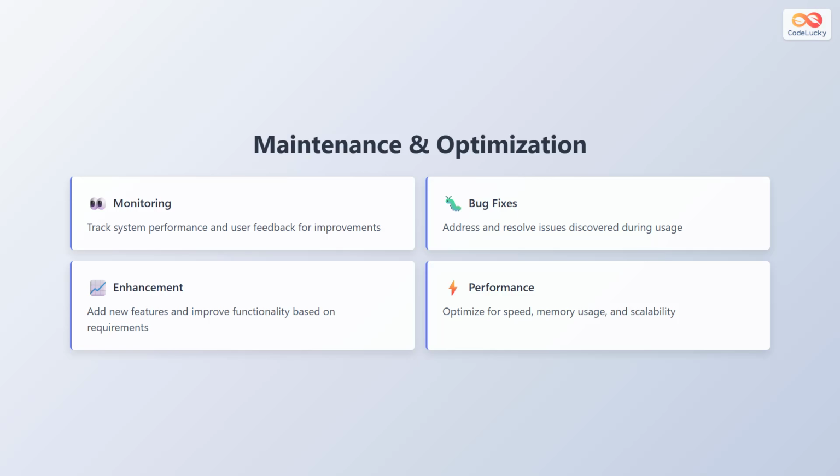Once an algorithm is deployed, it requires ongoing maintenance and optimization. Monitoring involves tracking system performance and gathering user feedback for potential improvements. When issues arise, bug fixes address and resolve problems discovered during usage. Enhancement means adding new features and improving functionality based on new requirements. And performance optimization focuses on improving speed, reducing memory usage, and making the algorithm more scalable. This continuous cycle keeps your algorithm running efficiently and effectively over time.